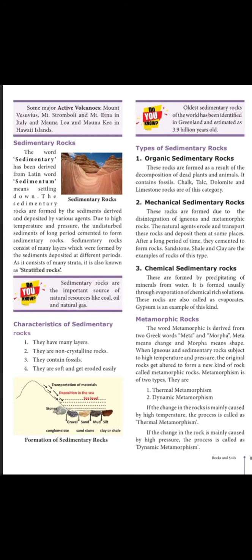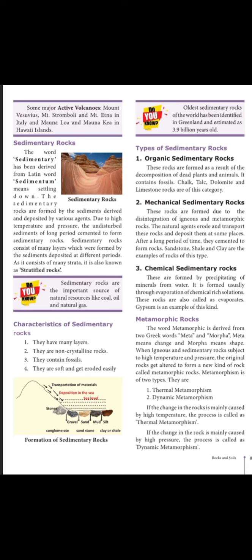Good morning, children. So far, we have learned about rock, how rock is formed, classification of rocks, characteristics of different types of rocks. Today, we are going to see about metamorphic rocks. Metamorphic means metamorpha. Meta means change, morpha means shape.